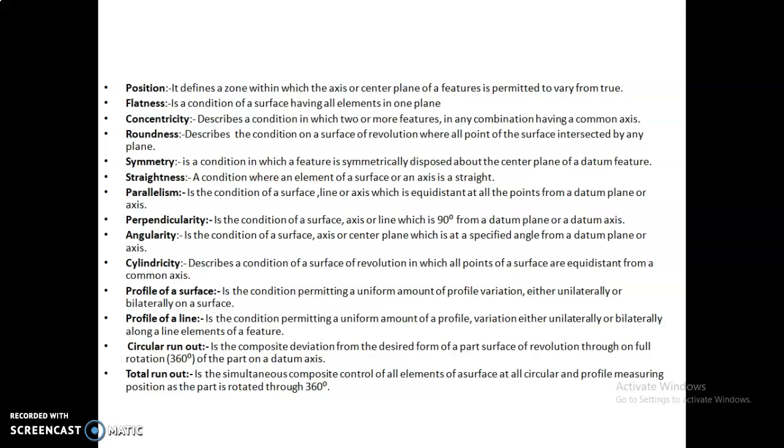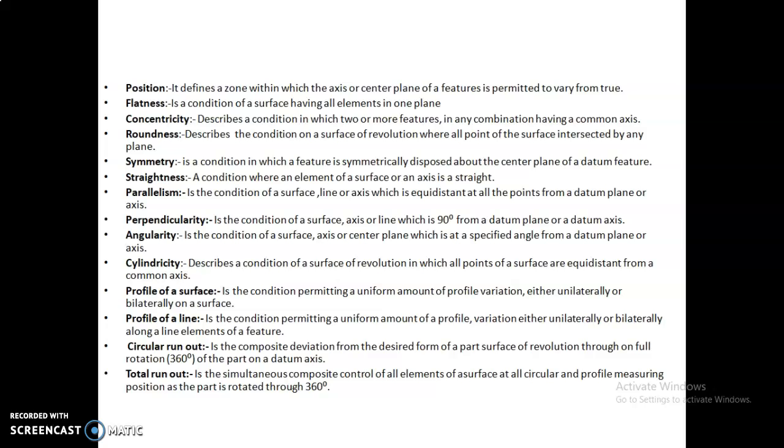Perpendicularity is a condition of a surface, axis or line which is 90 degrees from a datum plane or datum axis. This is how we check the perpendicularity of the surface. In this also we can take a surface plate as a datum, and then keep our object at 90 degrees to it, and then we move our plunger dial over it to check whether it is 90 degrees to the datum or not.